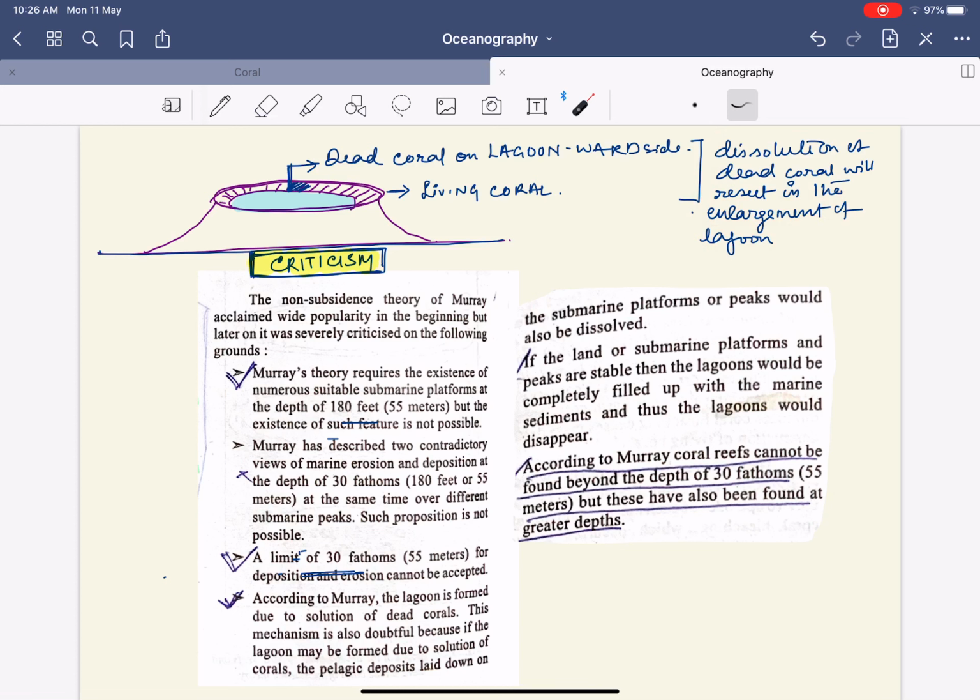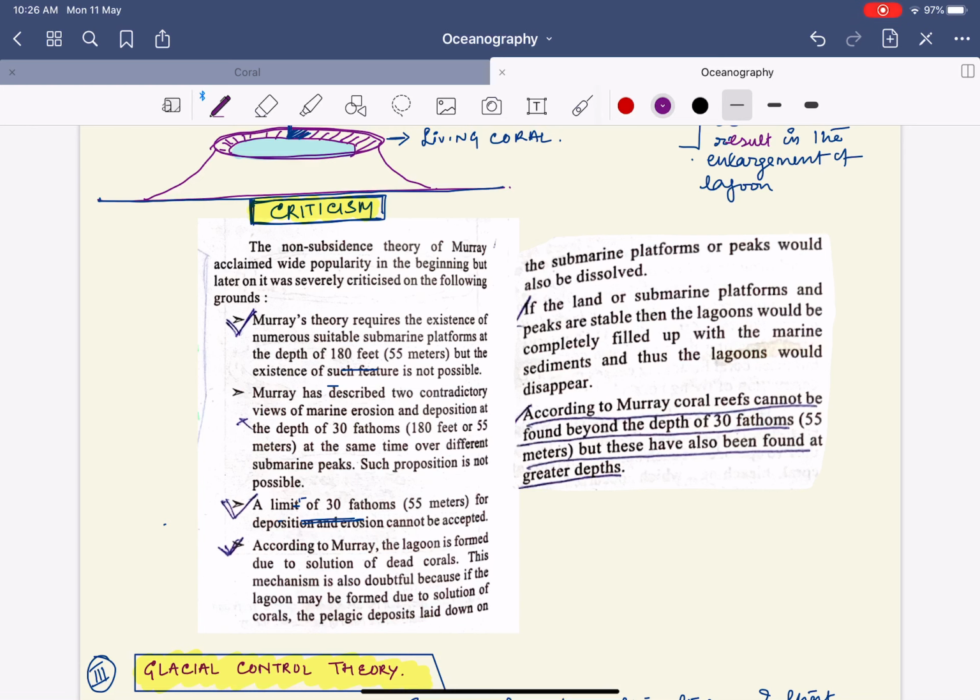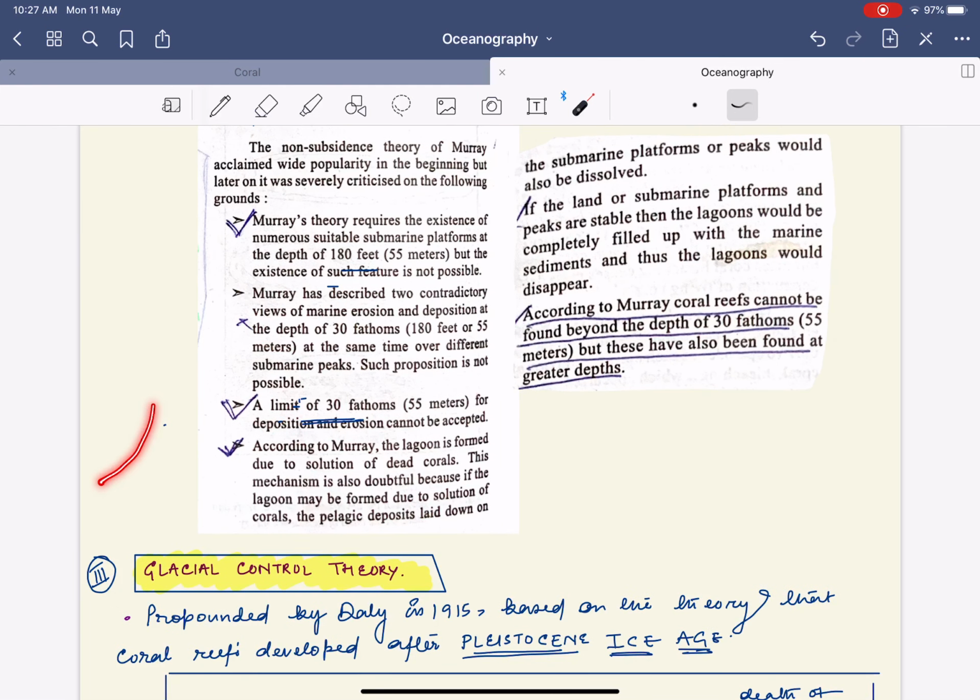Next, what is the criticism of this? See, first of all, in the very starting, this was very well accepted. But again, with the coming of time, there was severe criticism of Murray's theory. See, criticism number one: Murray said 180 feet. Again, he had the same demerit as that of Darwin. Coral reefs existed even below 300 feet, and they were not able to explain why they exist. And Murray's theory that there must be a particular depth which would be eroded is highly hypothetical. This is not possible.